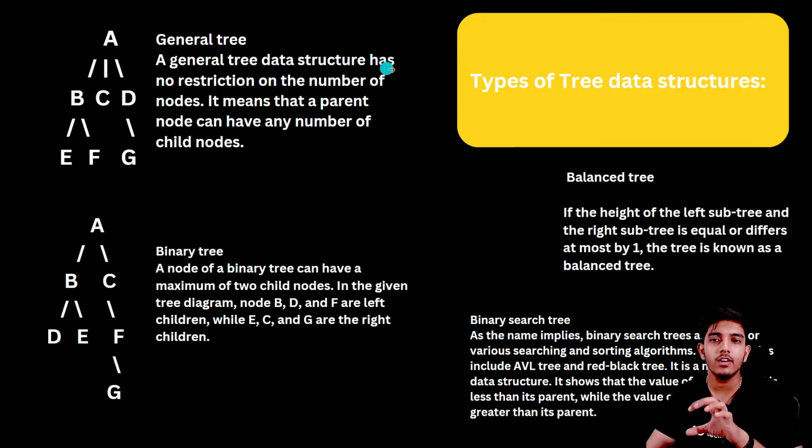Okay, so a general tree data structure has no restriction on the number of nodes. It means that the parent node can have any number of children. Not only two, you can have three children, four children, something like this. Okay, so this is a general tree.